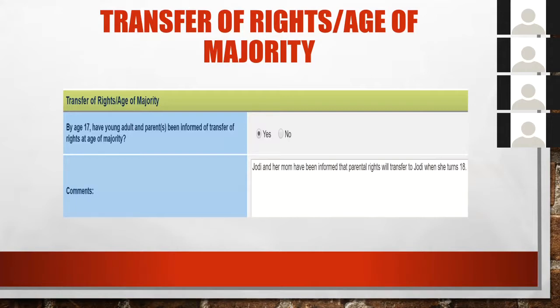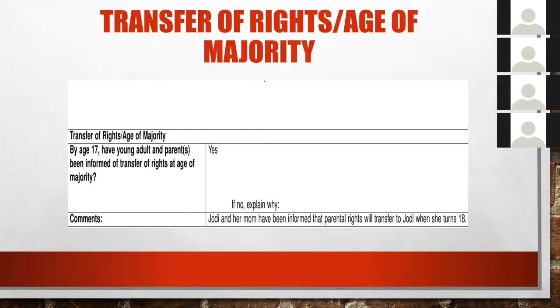The local educational agency must inform the parent of their option to seek legal advice if they plan to continue making all or part of the decisions for their student upon the student reaching the age of majority. For those of you that work with students with more significant support needs, I know it says by age 17, but we know that this can be a long, lengthy process of getting guardianship and it can be expensive. So really those conversations need to start way before age 17. So make sure you are starting those conversations early. Okay, Jody and her mom have been informed that parental rights will transfer to Jody when she turns 18.